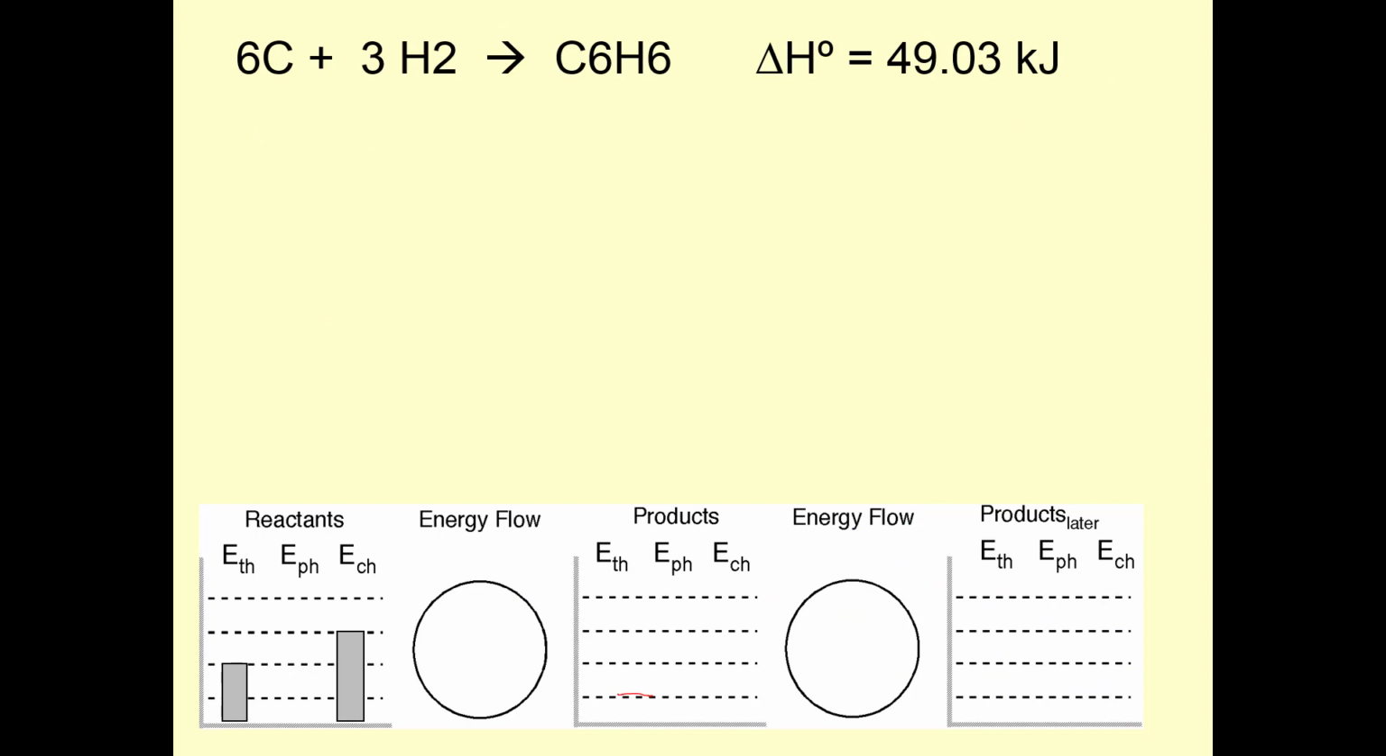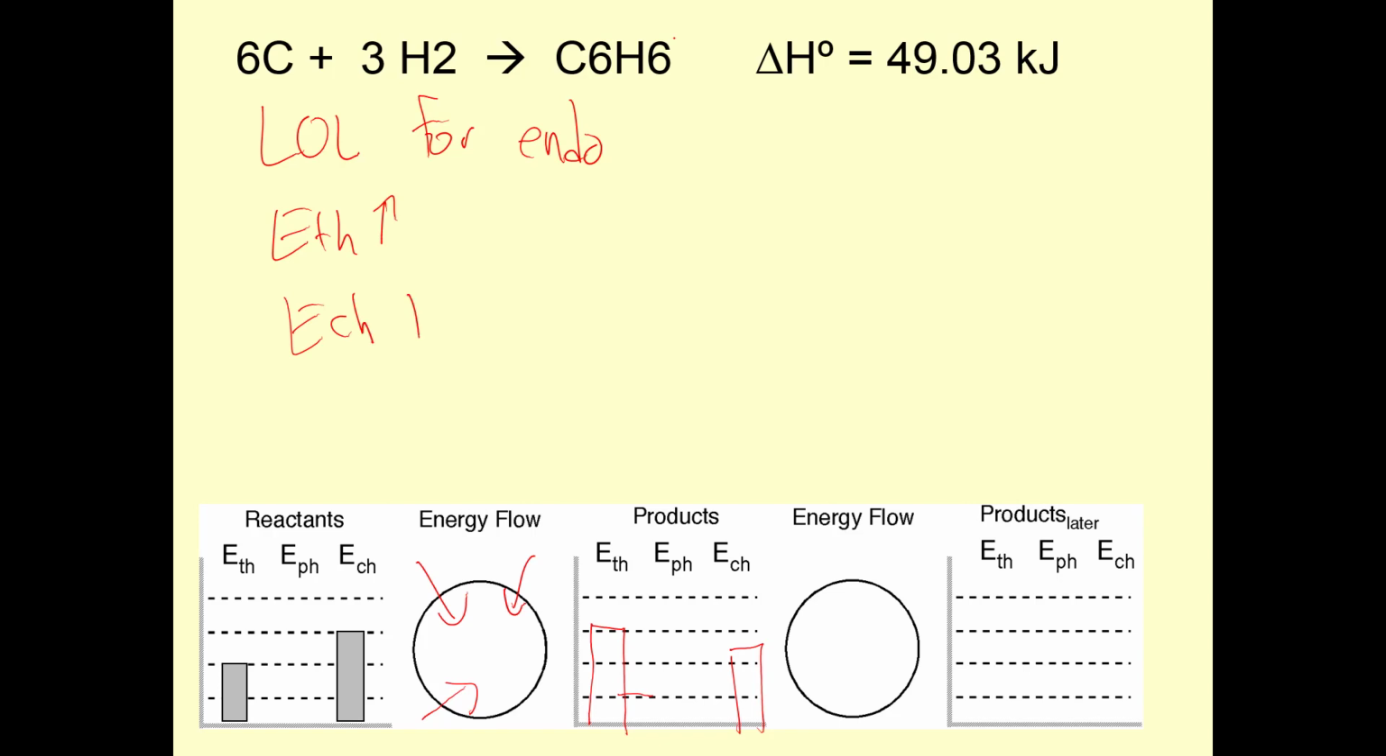This is endothermic. The LOL for endo is the opposite. Endothermic means heat's going into it. If heat's going into it, my thermal energy is going to go up. And where did that energy come from? My chemical energy will go down. So ETH goes up, ECH goes down, and they will equal each other.